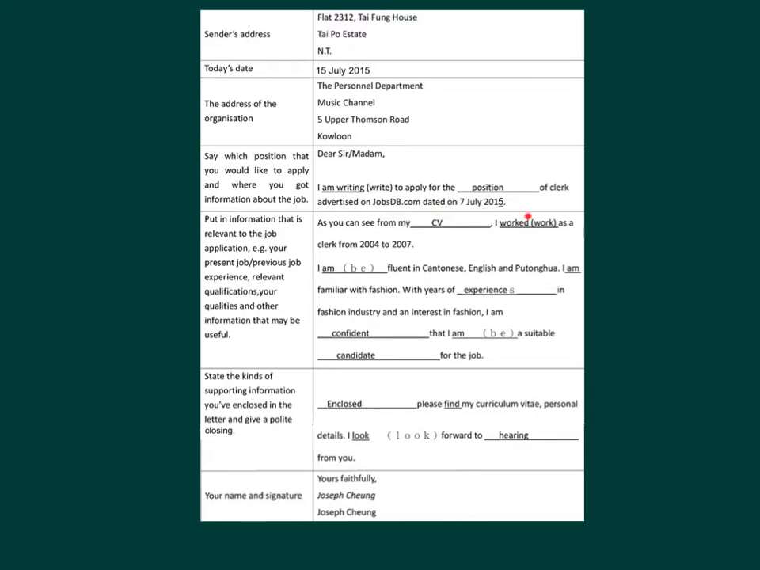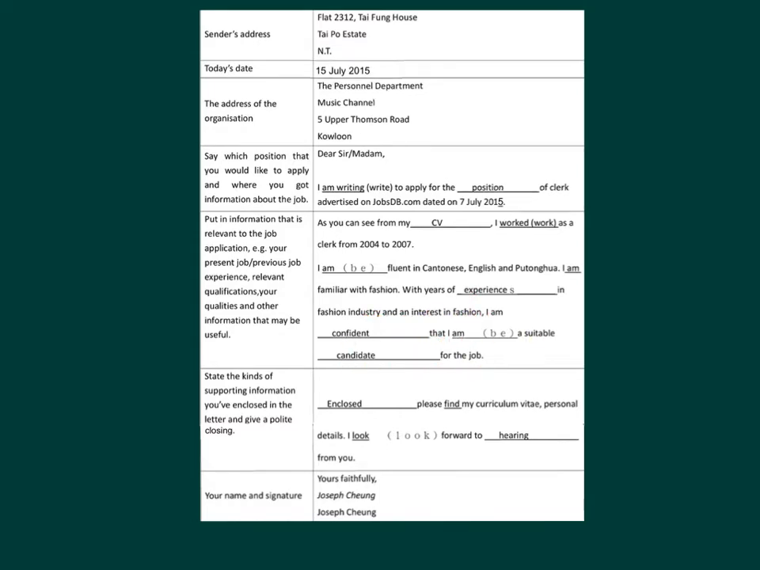Put information that is relevant to a job application, for example, your present job, previous job experience, relevant qualifications, your qualities, and other information that may be useful. For example, as you can see from my CV, I worked as a clerk from 24 to 27. I am fluent in Cantonese, English, and Putonghua. I am familiar with fashion. With years of experience in fashion industry and interest in fashion, I am confident that I am a suitable candidate for the job.